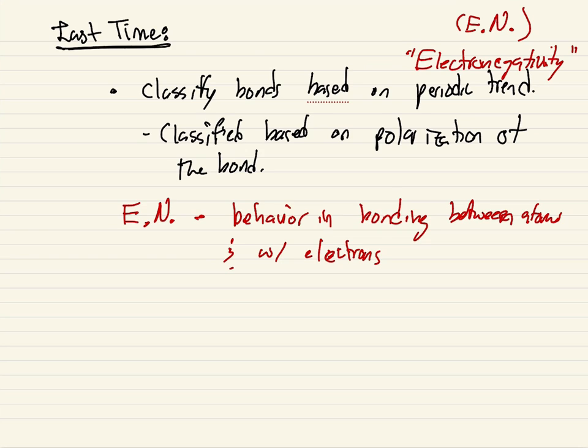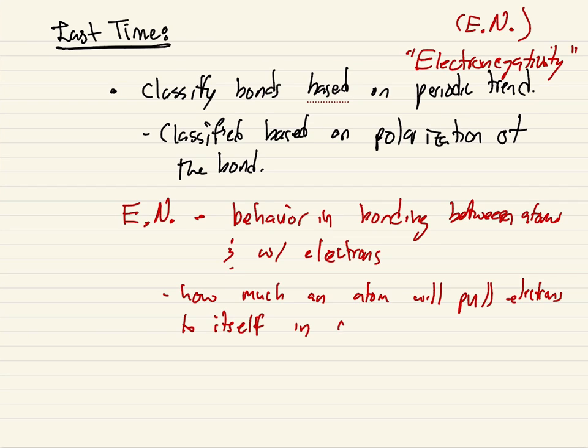So electronegativity was how much an atom will pull electrons to itself in a chemical bond, right? So in the tug of war analogy, the more electronegative element is the stronger person, right? They're pulling the rope more, they're pulling the electrons in the bond more, so that the electron density is unevenly shared between these atoms, right?